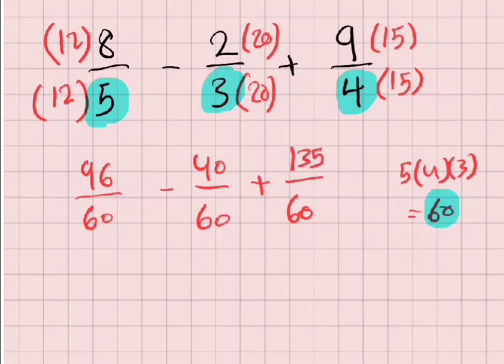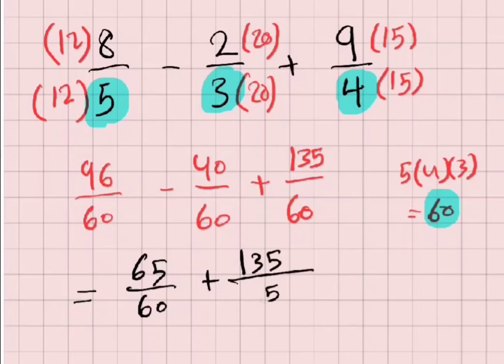Now, 96 minus 40, that's positive 56. And 56 plus 135. Let's go ahead and add those two numbers the old-fashioned way. 5 plus 6 is 11, carry over the 1. 1 plus 3 plus 5 is 9, plus 1. So the final answer is 191 divided by 60.